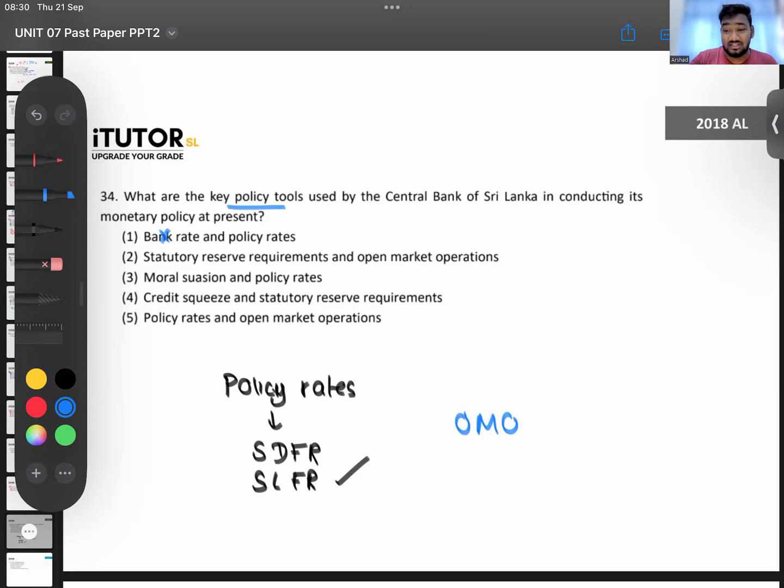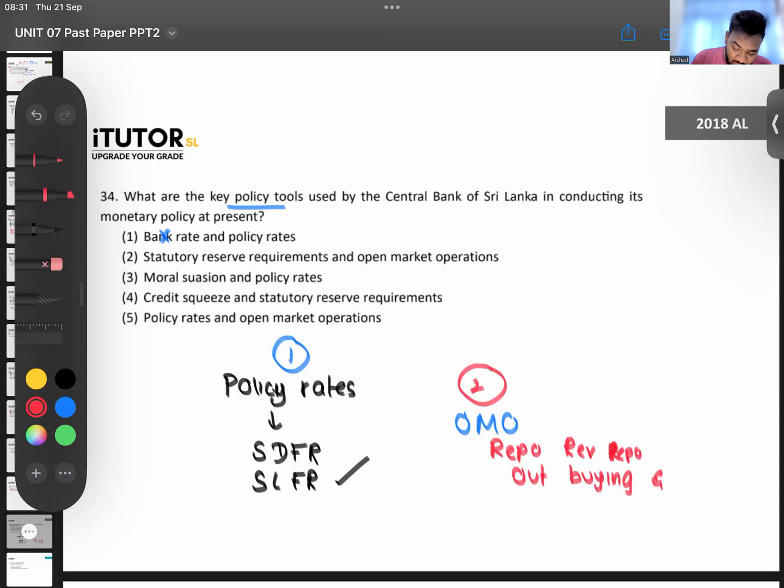What is mostly used? Number one is policy rates. There is no argument there. Then second, mostly what is used is open market operations. The central bank sells treasury bills and bonds. Repo, reverse repo, outright buying and selling, all of these come under open market operations. So which one can be our answer then? Number 5, question 34.